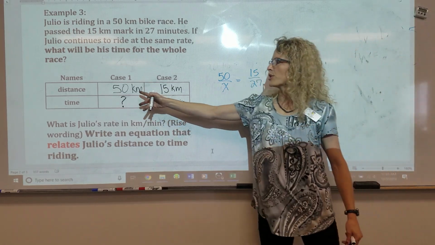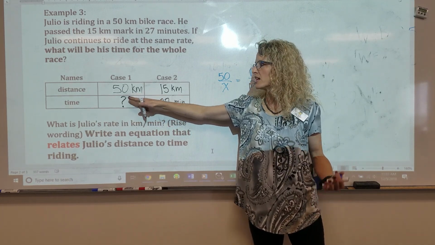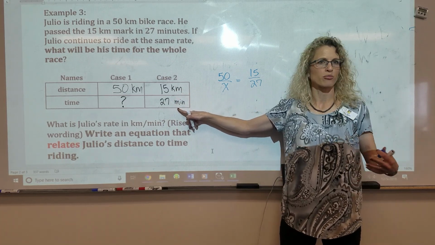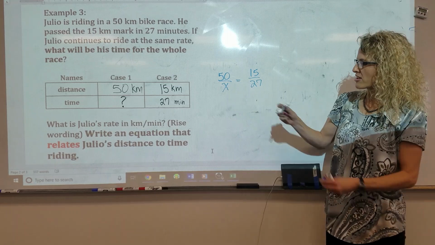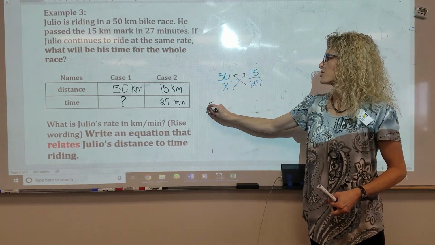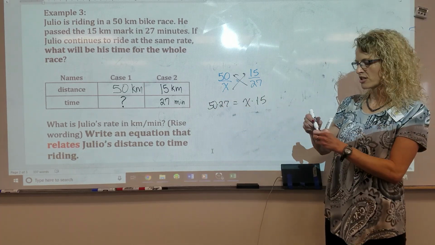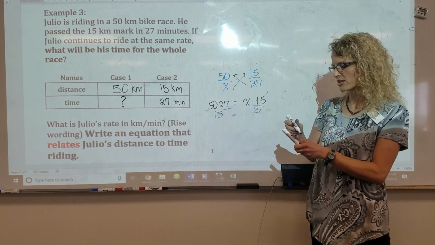So in other words, whatever order it's written in, just keep that same order, just pair them up together. 50 to the time should equal this distance to this time, because it's a proportionate relationship, right? Make sense? Okay. So now to solve that, we're going to take a quick cross product. 50 times 27 equals x times 15. We're going to divide by 15 to isolate x. Do it to both sides to keep a balanced equation.